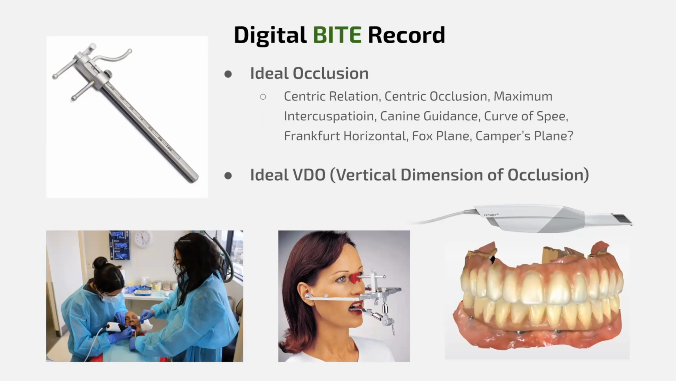Of course, you also want to measure the vertical dimension of occlusion, using a tool that you see on the left here. It doesn't hurt to have something that will be able to maintain that vertical dimension of occlusion. And a tool like this will really help you out with that.